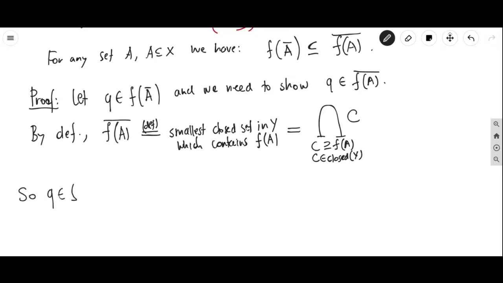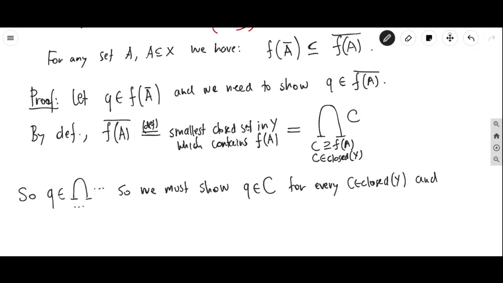Q has to be in that intersection. I'm not going to rewrite everything all over again, but we're saying that this Q belongs to f of A closure, which is all of this. Now, if it belongs to an intersection, it means it has to belong to every single closed set. So to show that something belongs to an intersection, it has to be an element of every single set in the intersection. We need to argue that Q is an element of C for every C that's closed in Y and C contains f of A. That's what we have to show.